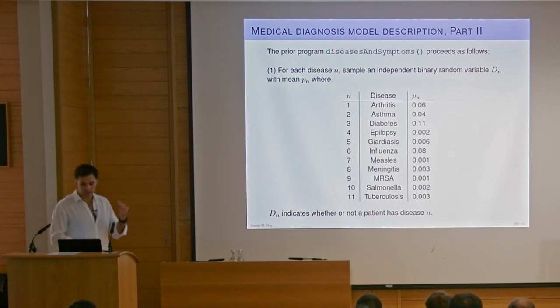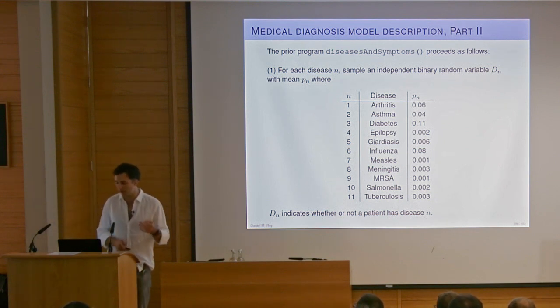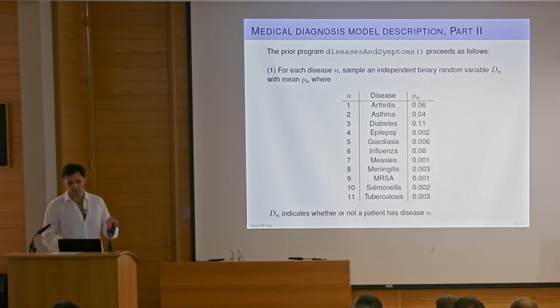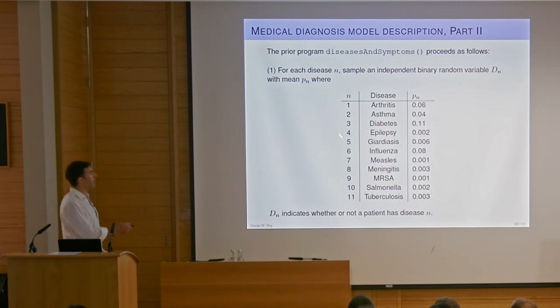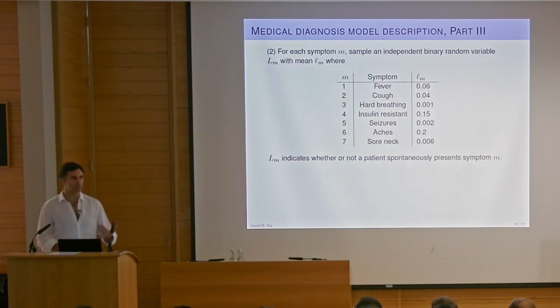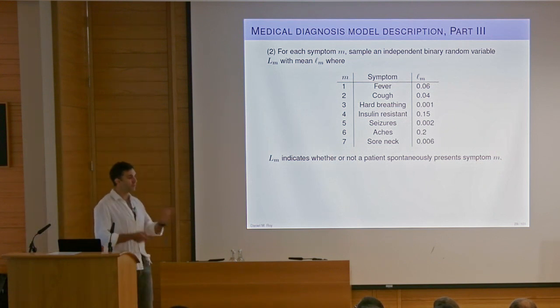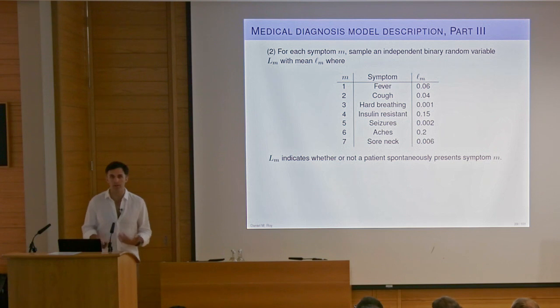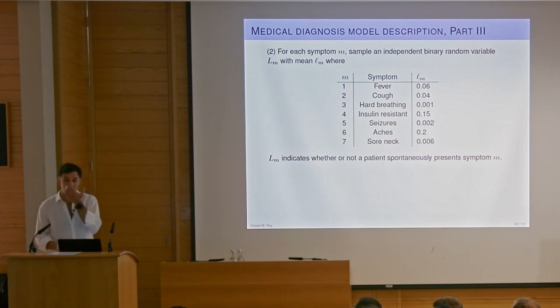Okay, I'm not going to write down the code. It's just kind of arduous, but you can imagine how you would write code to do this. I have now produced a length 11-bit vector indicating absence or presence of diseases. Now I have to figure out symptoms. Symptoms are slightly more interesting, right? Because symptoms come from diseases, but maybe different diseases lead to the same symptoms. So how am I going to deal with that dependence?